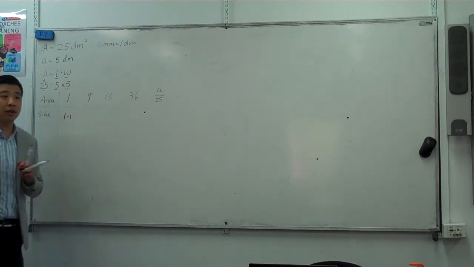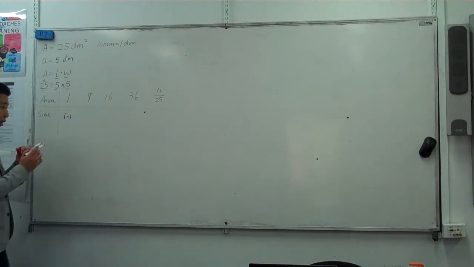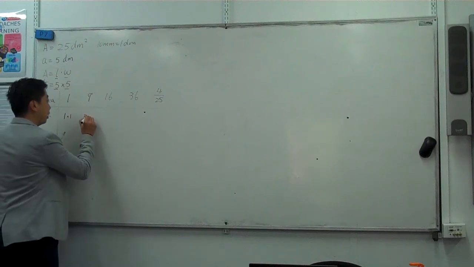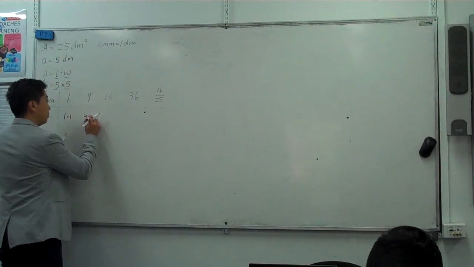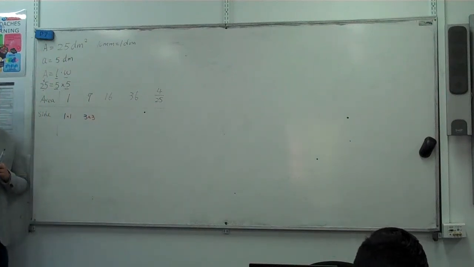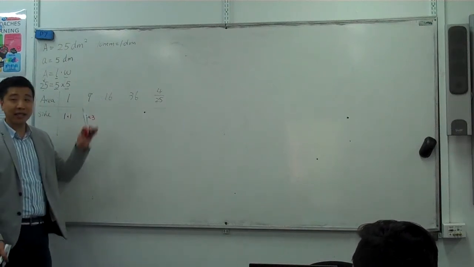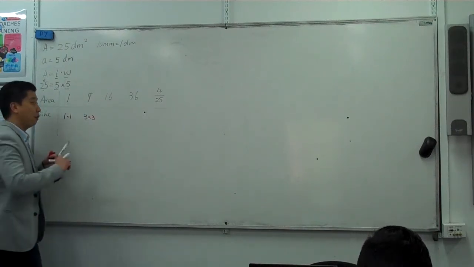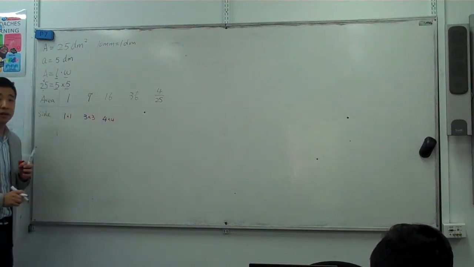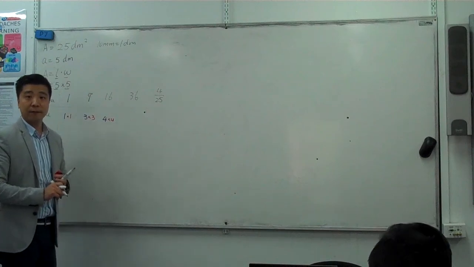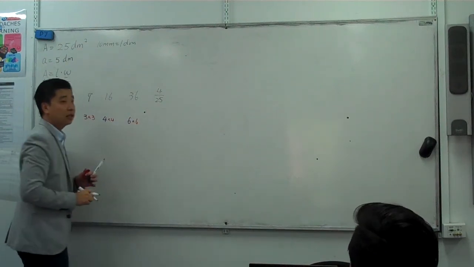Okay, how about 9? If the area is 9, 3, good. So the side will be 3. Why is the side 3? Good, 3 times 3 is 9. Now, the next one will be easier. If the area is 16, what is the side? 4. Good. So 4, because 4 times 4 is 16. How about 36? 6. Very good. Because 6 times 6 is 36.